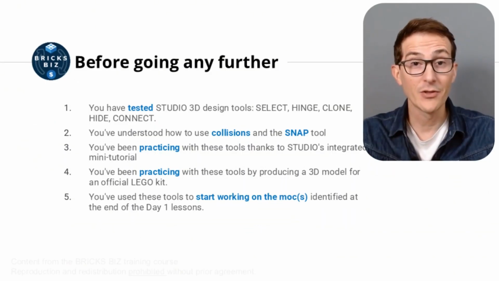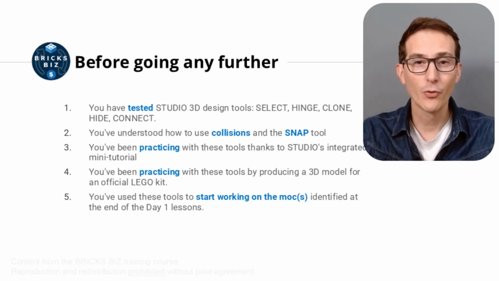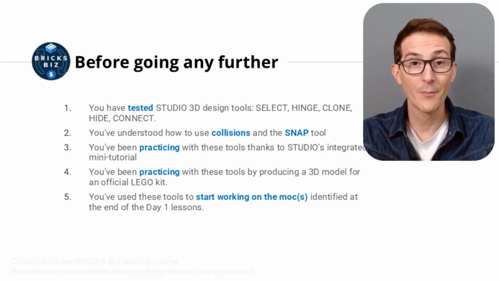Before moving on to the next video, make sure you understand how to use the different 3D modeling tools offered by Studio. At this stage, you should have understood how to use Studio's main selection and rotation tools, collisions, and the snap tool for automatically nesting parts. Make sure you've completed the 3 practical exercises in this video before going on to the next one.